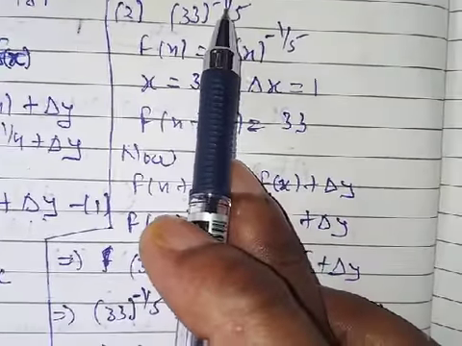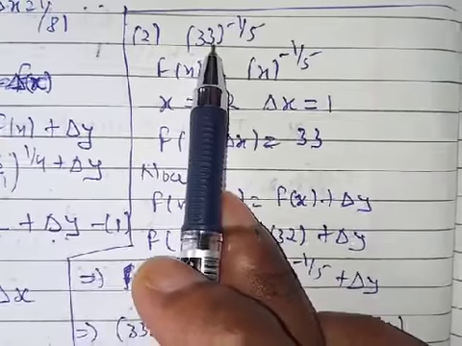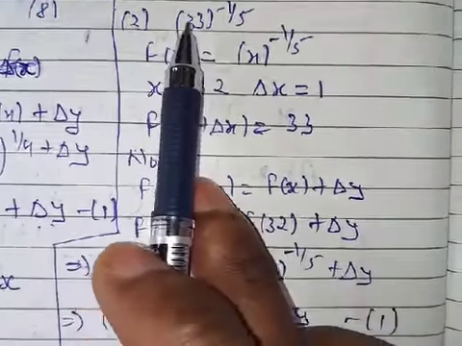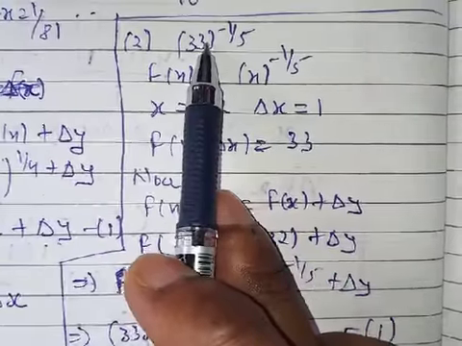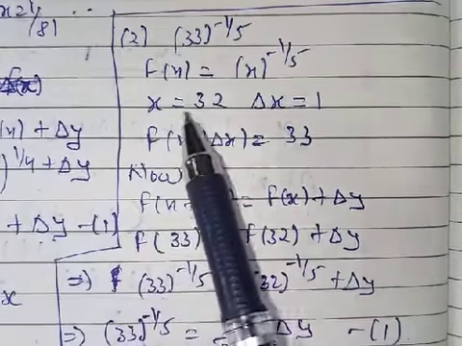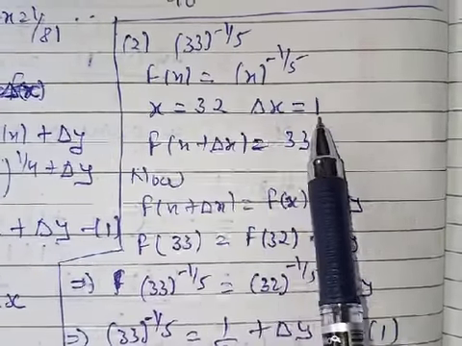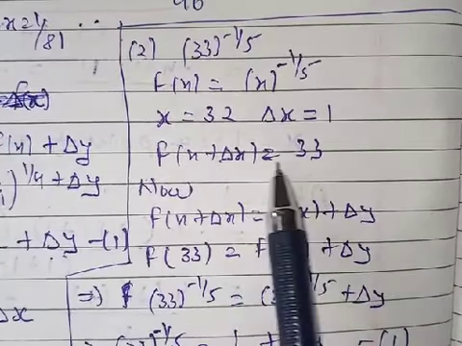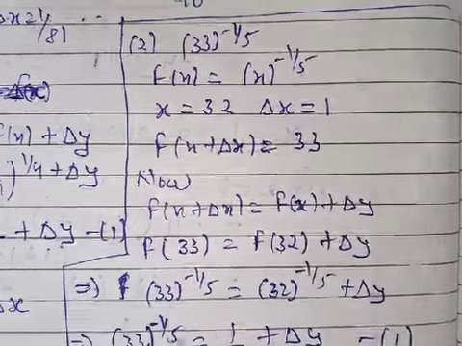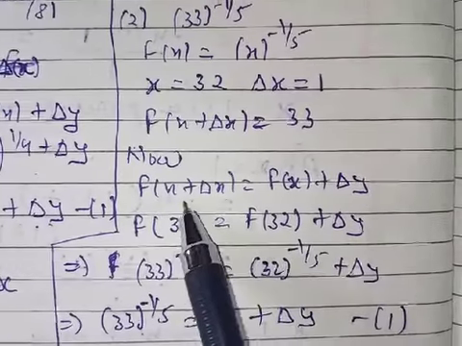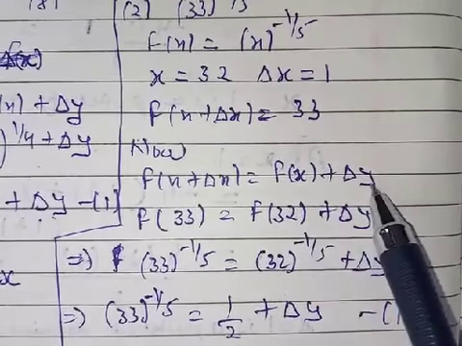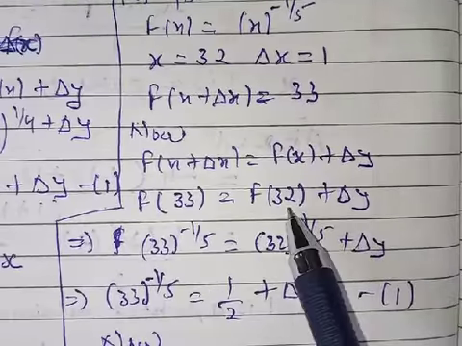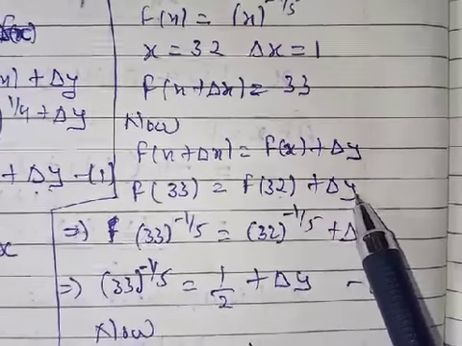Next, 33 raised to 1 by 5. So what will be the nearest number whose fifth root comes out? 32. So x is 32 and delta x is 1. So f of x plus delta x is again 33. So f of x plus delta x is equal to f of x plus delta y. F of 33 is f of 32 plus delta y.